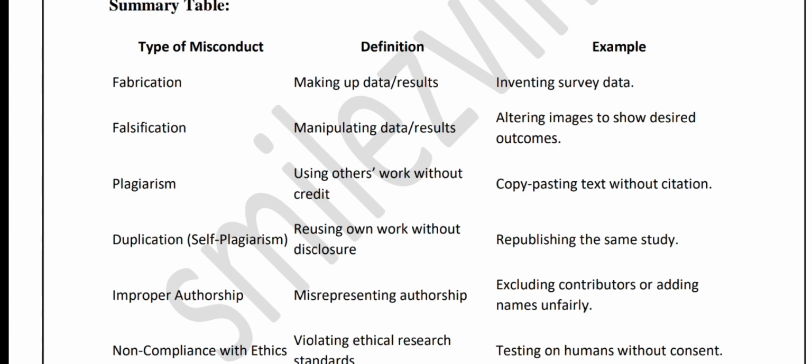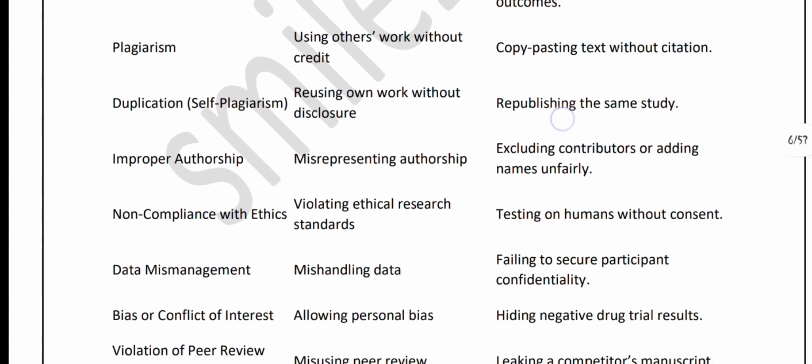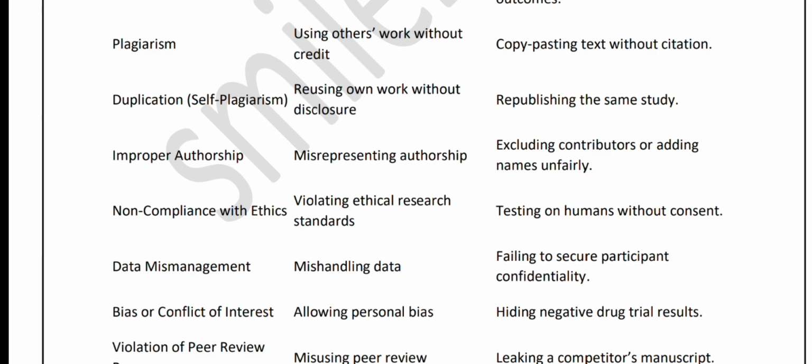Plagiarism: using others' work without credit, not giving credit to other authorships. Example: copy pasting textbook citations. Duplication: reusing your own work without disclosure, for example republishing the same study. Improper authorship: misrepresenting the authorship, excluding contributions or adding names unfairly. Non-compliance with ethics: violating ethical research standards, testing on humans without consent. Data mismanagement: mishandling data and failing to secure participant confidentiality.